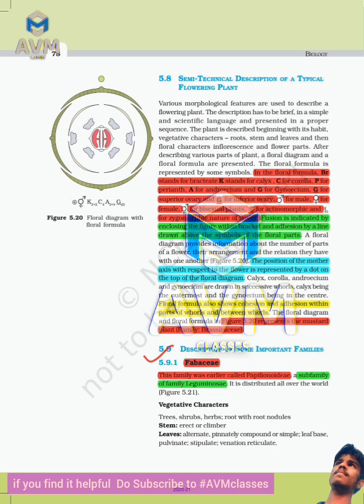The position of the mother axis with respect to the flower is represented by a dot on the top of the floral diagram. Calyx, corolla, androecium and gynoecium are drawn in successive rows, calyx being the outermost and the gynoecium being in the center. Floral formula also shows cohesion and adhesion within parts of rows and between rows. The floral diagram and the floral formula in figure 5.20 represent the mustard plant.